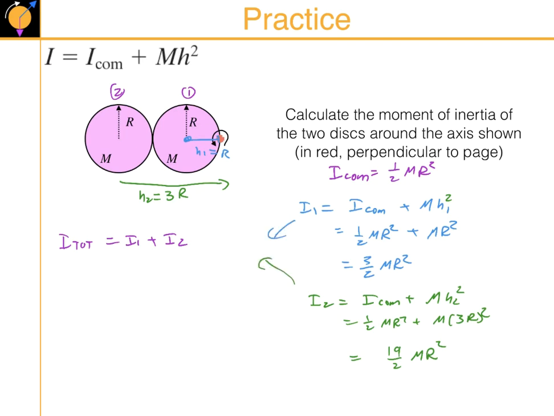Now we plug both of those into our total moment of inertia. So just add those two together. This will be 3/2 m r squared plus 19/2 m r squared. So 3/2 plus 19/2 is 22/2 m r squared. So the total moment of inertia is 11 m r squared. And that's some basics of calculating moments of inertia through axes using the parallel axis theorem.